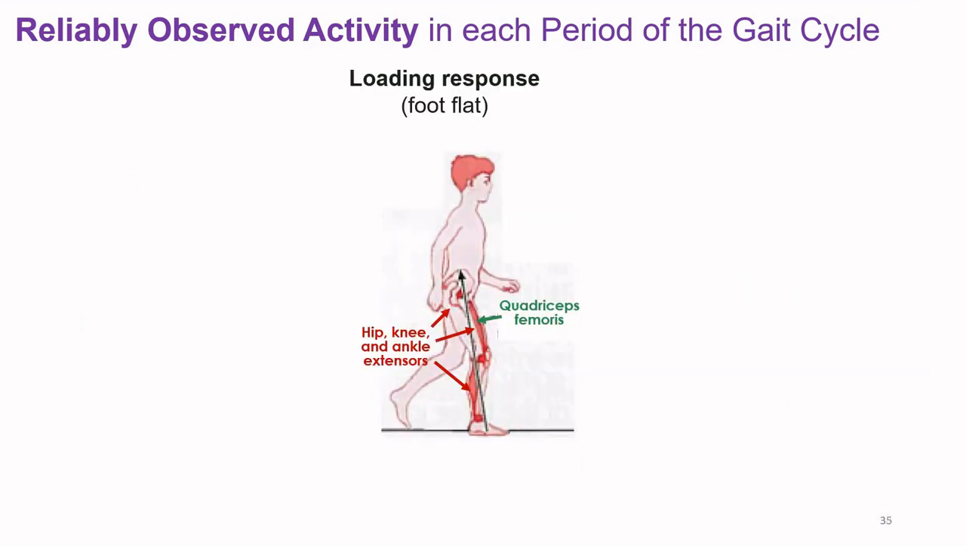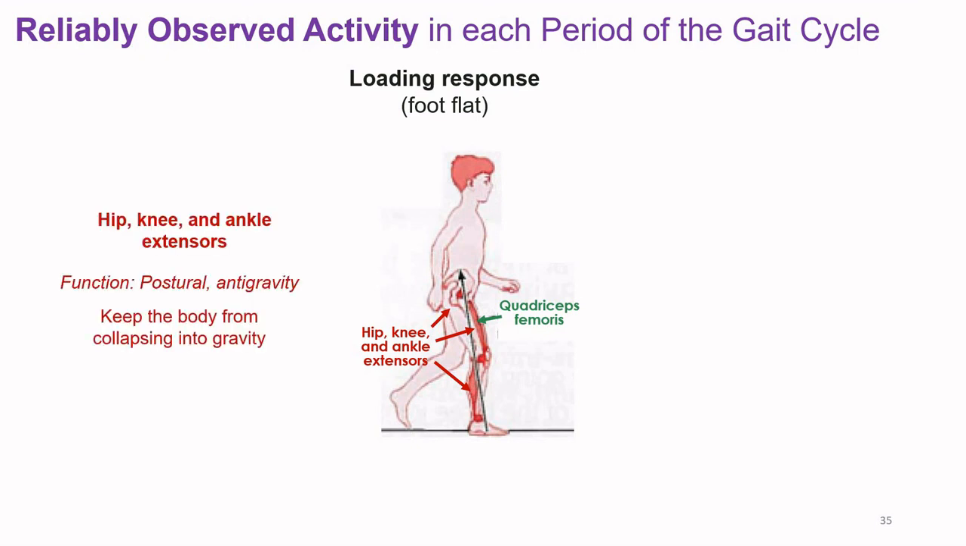Next, we have the loading response. This is where the stance limb begins to accept the weight of the body. Hip, knee, and ankle extensors are implicated here. These are the muscles that create extension torques that act to oppose the gravitational forces that would otherwise lead the body to collapse under its own weight.